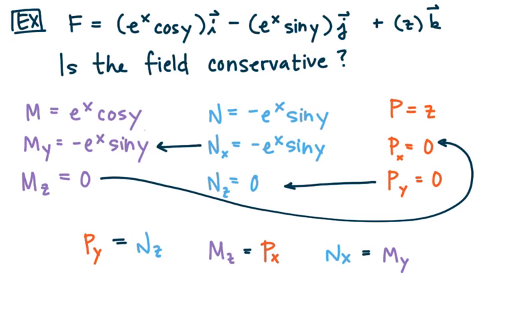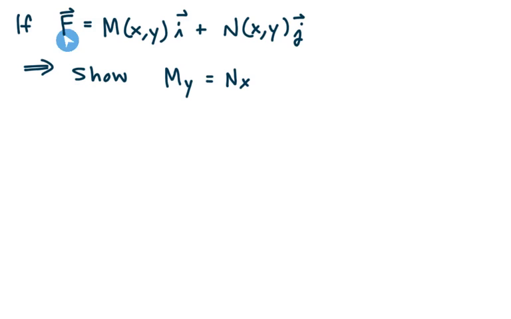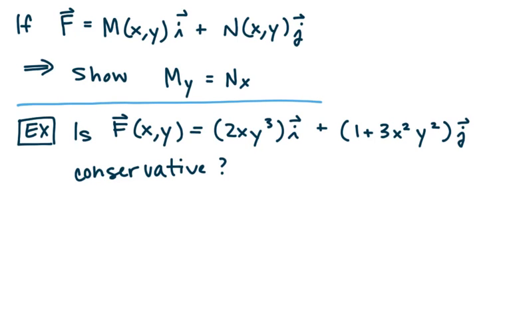In two variables, it's less confusing. Let's look at one of those examples real quick. If we were dealing with F just in terms of i and j, being a two-variable function of x and y, we just need to show that M with respect to y equals N with respect to x. So for example, we are given F of x, y, our vector force field, is 2xy cubed i plus the quantity 1 plus 3x squared y squared j.